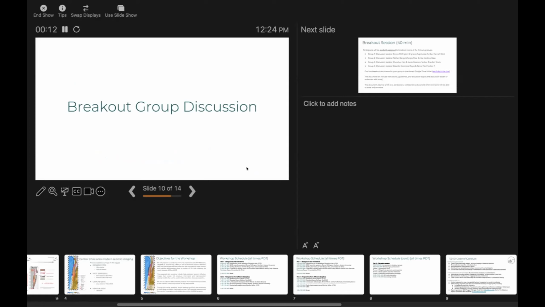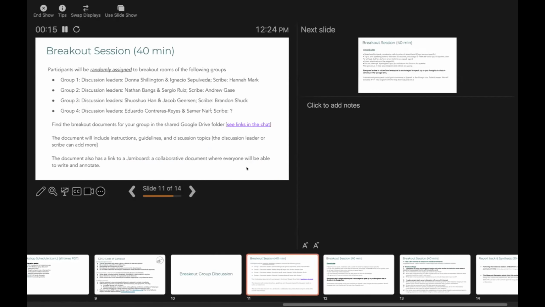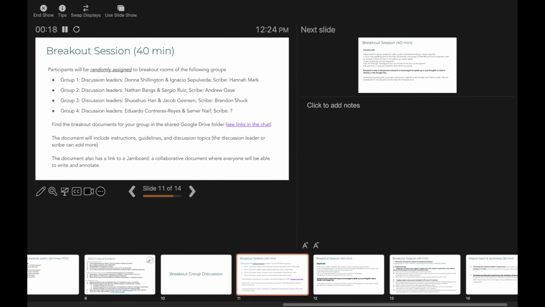For the breakout session, the original plan is 40 minutes, but now let's shorten this to 20 minutes. And we will also combine groups. We will combine group 1 and group 2, and then combine group 3 and group 4. Andrew will be the scribe for the new group 1, Brandon will be the scribe for the new group 2, and Hannah will be the scribe for the report back session. Let's do 20 minutes of breakouts, and then we will be back in the main room at 10:45 for a quick report back and summary.